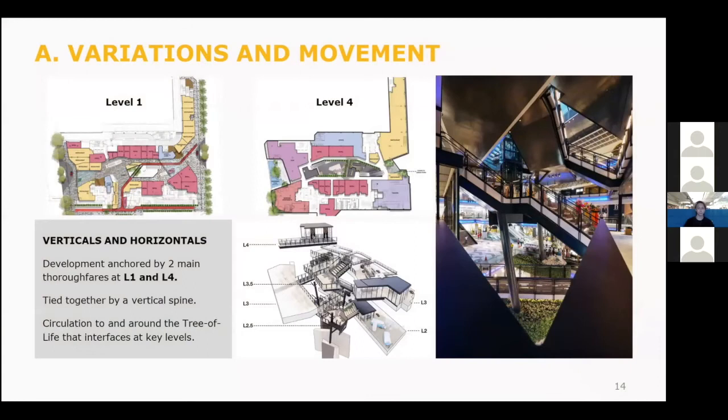So variations and movements. As I mentioned before, level one and level four have been considered our two thoroughfares. And this was all tied together by a vertical spine. We always found interest in the circulation to and from the first and fourth levels via the Tree of Life, or you could also access this through the escalator networks and the lifts. But we did want this counterpoint between the verticality of this Tree of Life and the surrounding horizontal movement that you would have through the atrium.